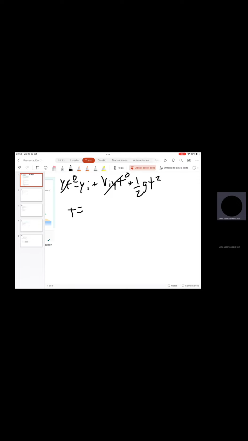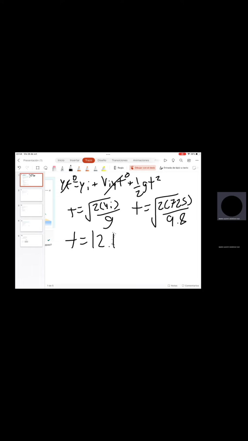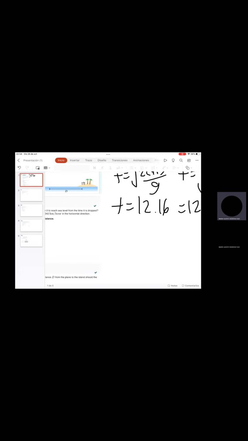And now searching for t, we are going to be able to get the square root of 2 times the height, which will be equal to the time, and this will be 2 times 725 over 9.8, and this will give us as a result 12.616, or rounded, it will be 12.6. And this is part A.